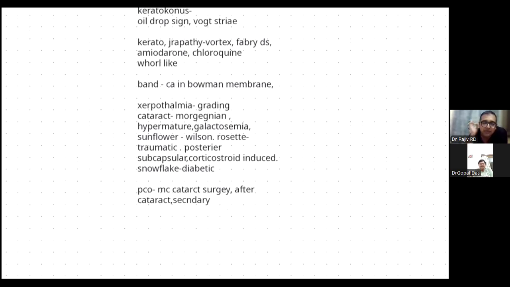There are different types of cataract. Morgagnian cataract is a hypermature one. Galactosemia causes oil drop cataract, and the sunflower cataract is present in Wilson disease. There is a rosette in traumatic eye injury, and a posterior subcapsular cataract due to corticosteroids. The snowflake is for the diabetic one. And there is the after-cataract or secondary cataract, the most common complication after cataract surgery.